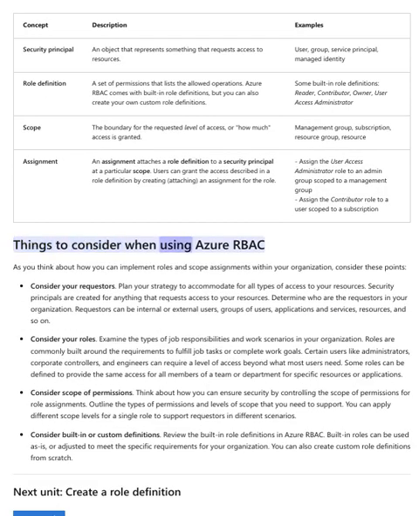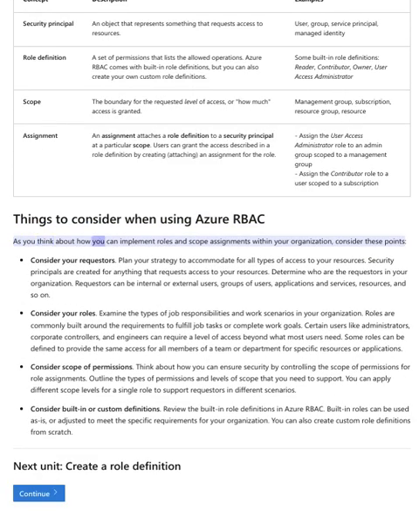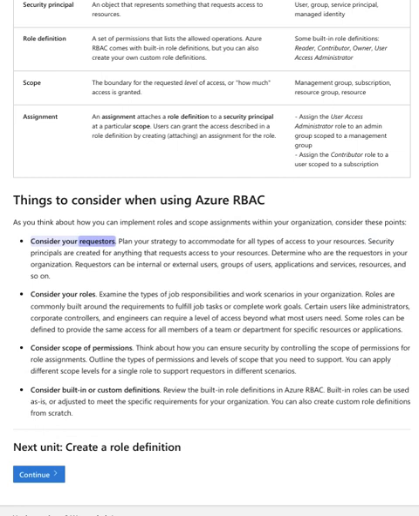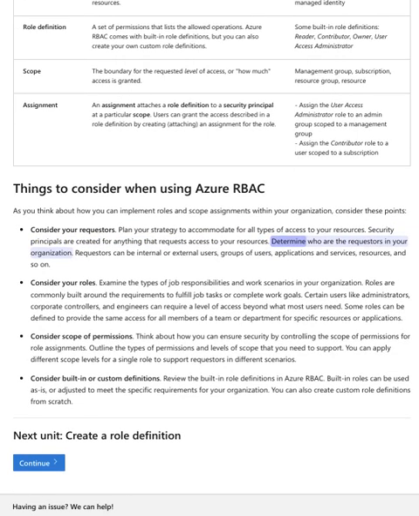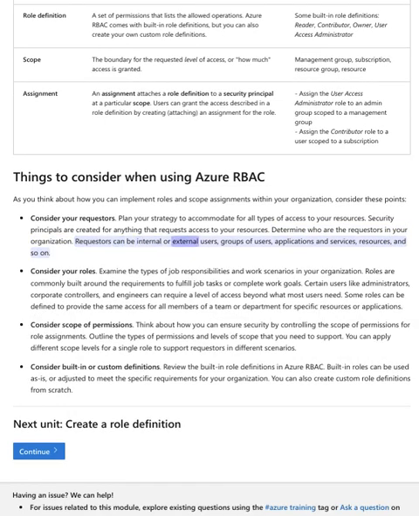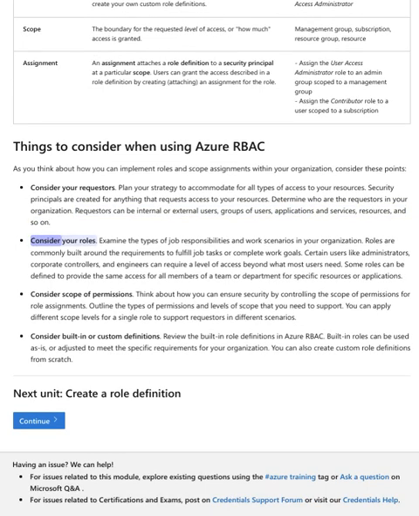Things to consider when using Azure RBAC. As you think about how you can implement roles and scope assignments within your organization, consider these points. Consider your requesters. Plan your strategy to accommodate for all types of access to your resources. Security principals are created for anything that requests access to your resources. Determine who are the requesters in your organization. Requesters can be internal or external users, groups of users, applications and services, resources, and so on. Consider your roles.